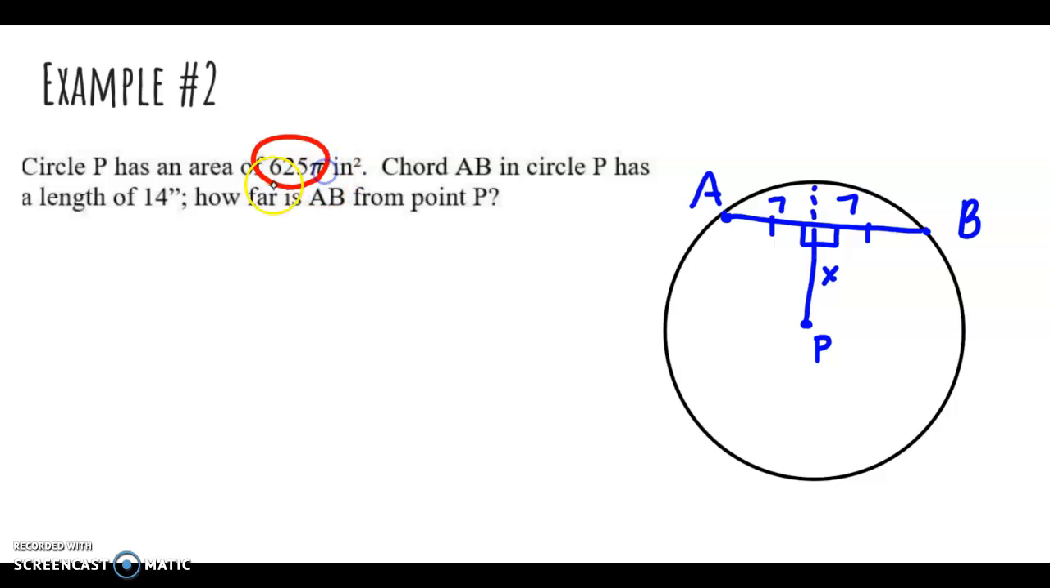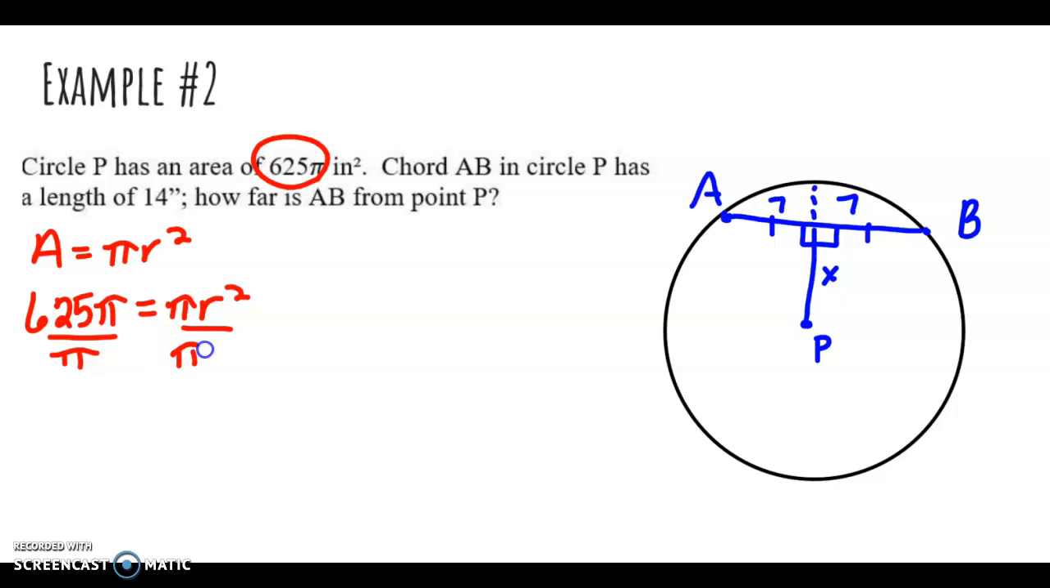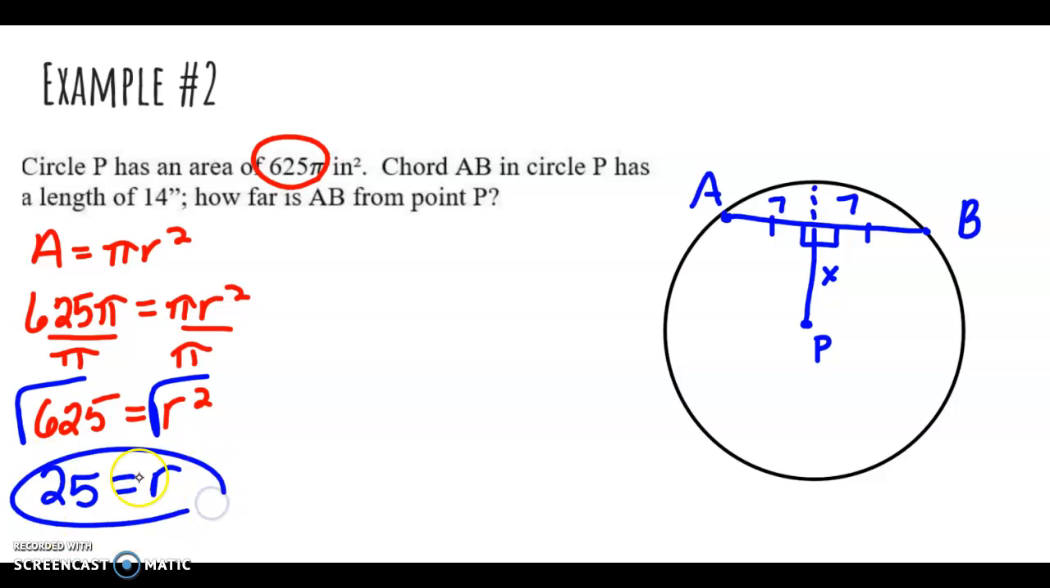The other thing we need to use is we know the area, so this is important to understand. The area of a circle is pi r squared. We know it is 625 pi from the problem. So you're going to divide pi out from each side, and then you're going to get 625 is equal to r squared. When you square root both sides, you get 25. So we know the radius is 25. So we can use that right now.